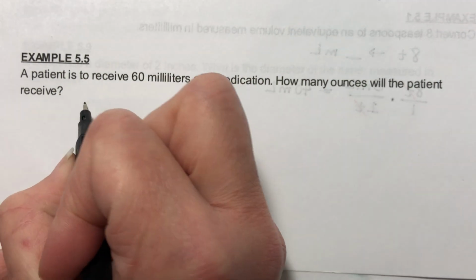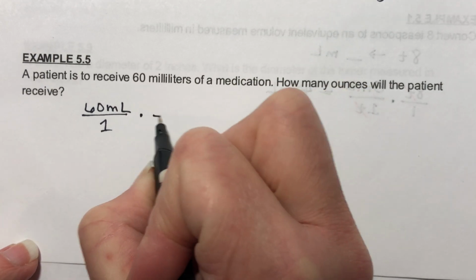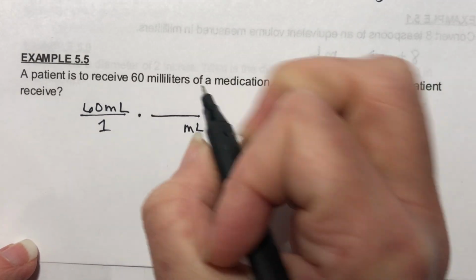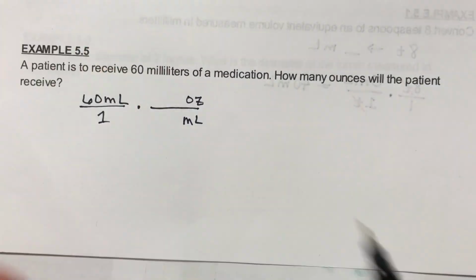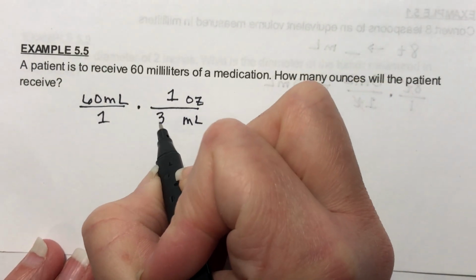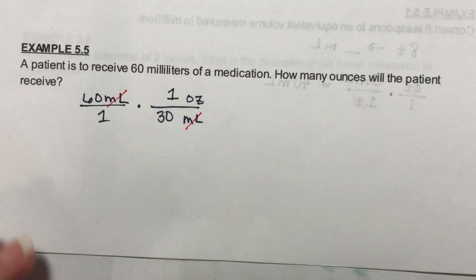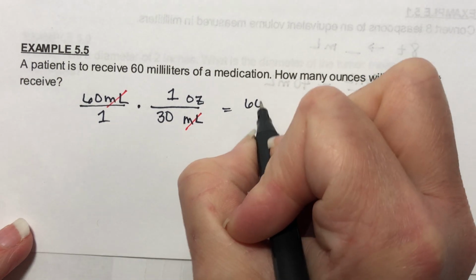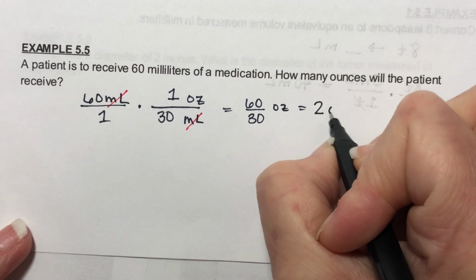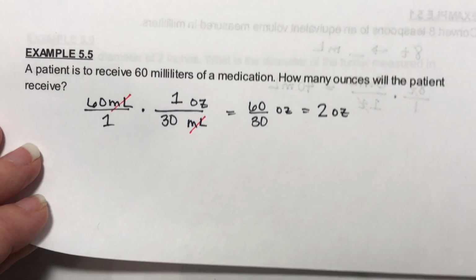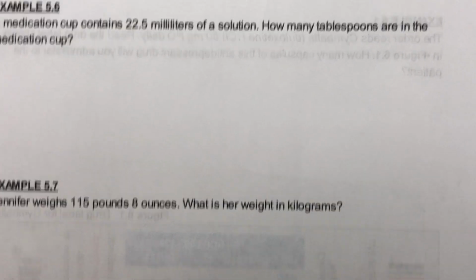So start off with what we're given, 60 milliliters over 1 times, I know I want milliliters in the bottom, so they cancel, and I want ounces in the top. Now what this said is 1 ounce is 30 milliliters, so 1 ounce is 30 milliliters. Milliliters cancel. Okay, multiply straight across, and you get 60 over 30 ounces, which is exactly 2 ounces. Okay, let's go to 5-6.